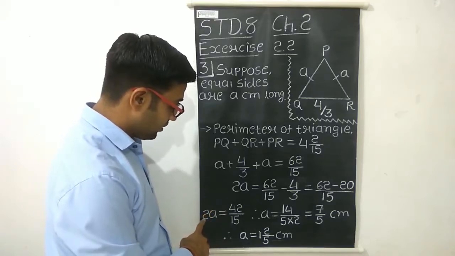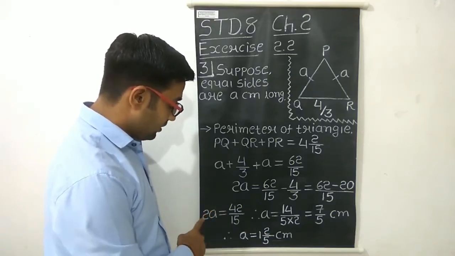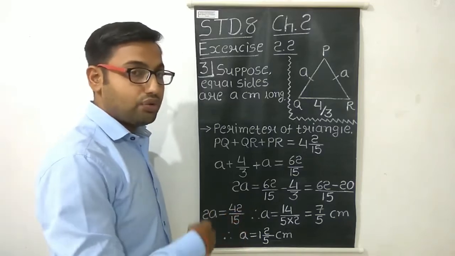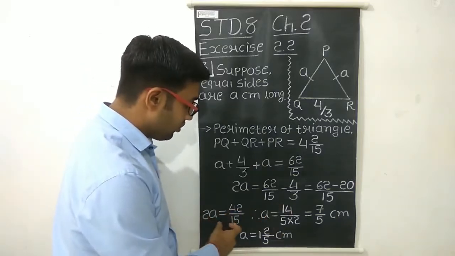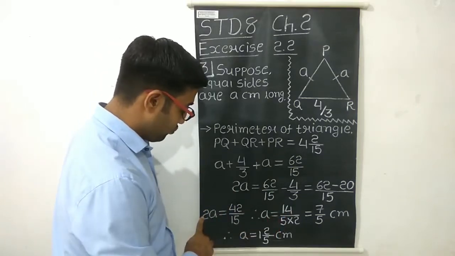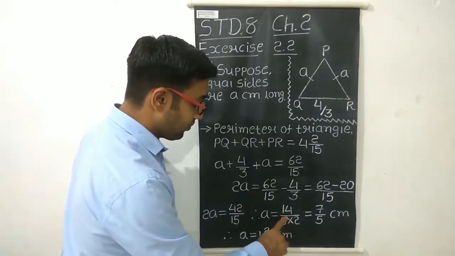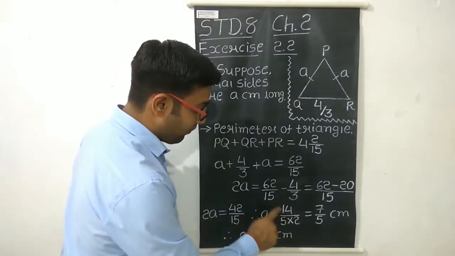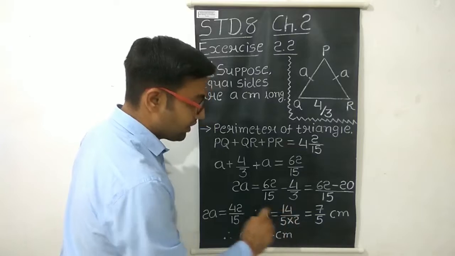So we have to take this 2 to the right hand side. This 2 is in multiplication with a. By taking it to the right hand side, it will go in the denominator. Denominator already 5 is there, so 2 will go in multiplication with this 5. Okay. Now again we can cut the common factor, as here is a 14, here is 2.